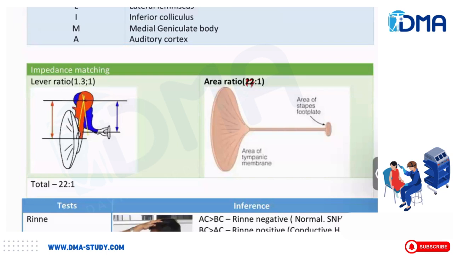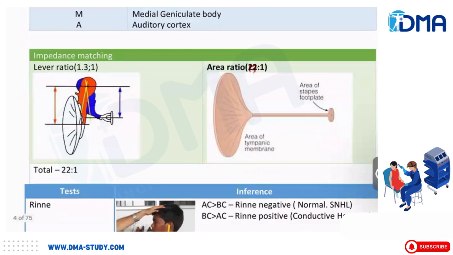The second one is the area ratio. Directly, we compare the bigger surface area with the smaller surface area. If you do this, you get an area ratio of 17 to 1. So 1.3 to 1 and 17 to 1, multiplied together, give 22 to 1. Very important.